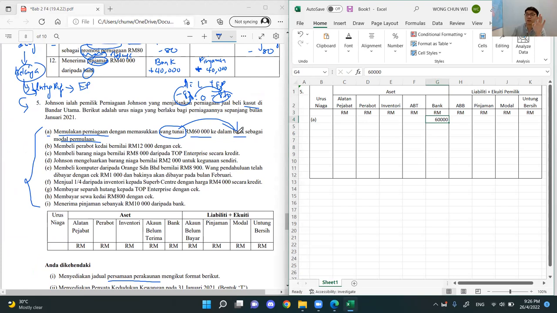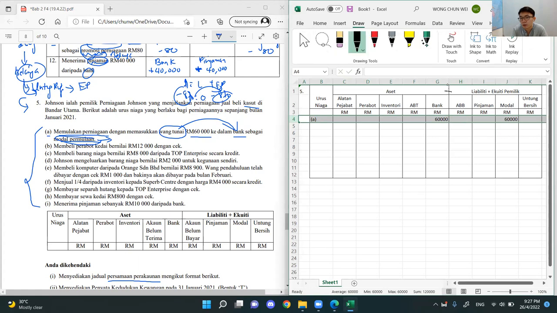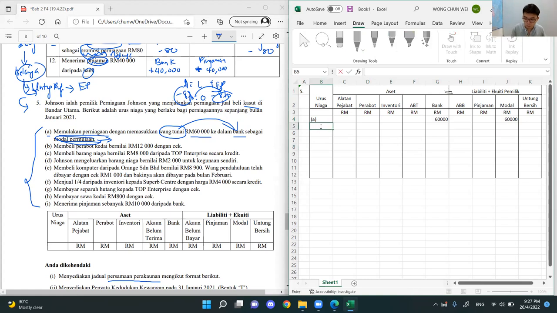And I say always, there must be at least two accounts in one urus niaga. So when you say memasukkan, okay, sebagai modal permulaan, so meaning this goes into your modal, how much? 60,000. And when you do the comparing, the asset equals to the liability plus equity pemilik, and this is actually from your formula. Can you see it? So 60,000 equals to 60,000. So yes, this is the way to do it. Okay, now we go to B.